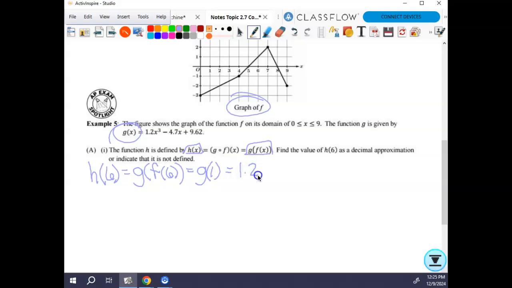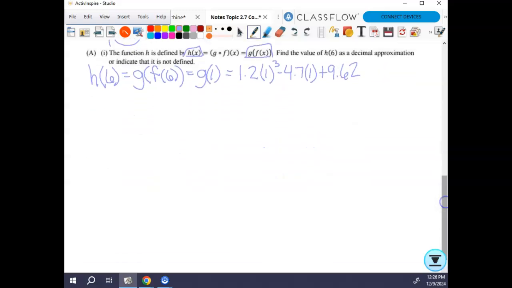So this is going to be 1.2 times 1 cubed minus 4.7 times 1 plus 9.62. And yes, this has decimals in it. This would be a non-calculator question. They were really nice about what we substituted back in, because really I just have 1.2 minus 4.7 plus 9.62. So when I have stuff like this, I look at what would be the best thing for me to simplify down. Like if I try to do these two right now, I'm going to have to borrow and stuff. But I can reduce that down. What is 1.2 and a negative 4.7?